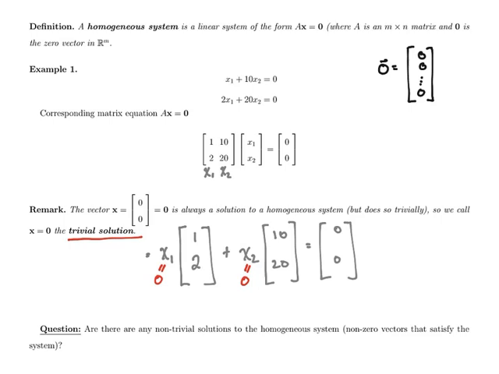So in everything we talk about today, and everything we're going to talk about for the rest of the course, with a homogeneous system, you always have a solution. It is always consistent, but the question is, are there any non-trivial solutions to the homogeneous system? That is, non-zero vectors that satisfy the system.